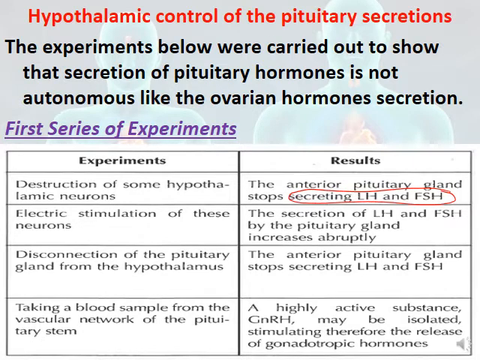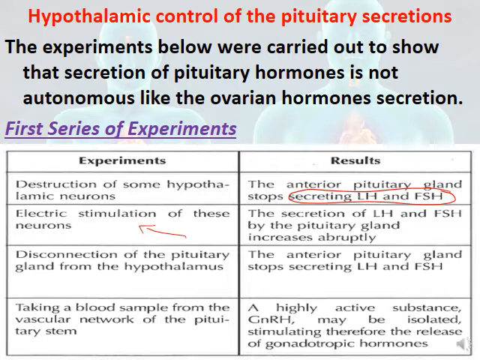So we have destruction of some neurons in the hypothalamus. This leads to the inhibition or the stop of the release of LH and FSH. What does this mean? This means that these neurons are responsible for the secretion of the hormones LH and FSH. Whereas in the second experiment, number 2, we have electric stimulation of these neurons. So the secretion of LH and FSH by the anterior pituitary gland will increase, and this confirms the previous result that the neurons are responsible for the secretion of LH and FSH.